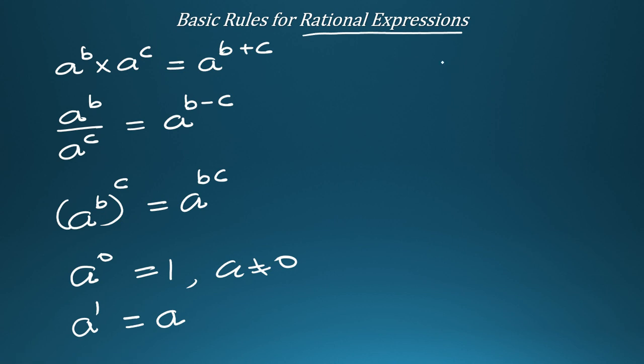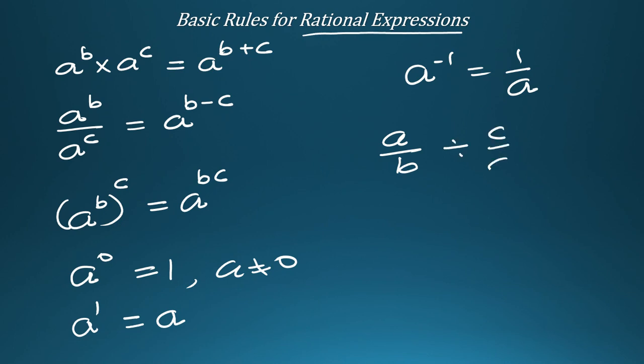Okay, now another thing is a raised to the power minus 1 is equal to 1 over a. This is called the reciprocal or inverse of a. Okay, just for a real number only. It's a very easy calculation. Now another thing is, if you have (a divided by b) divided by (c divided by d), then how will you calculate this? You will calculate it like this: division will be converted into multiplication, and the fraction after the division will be reciprocated. So it will be d over c, like this.